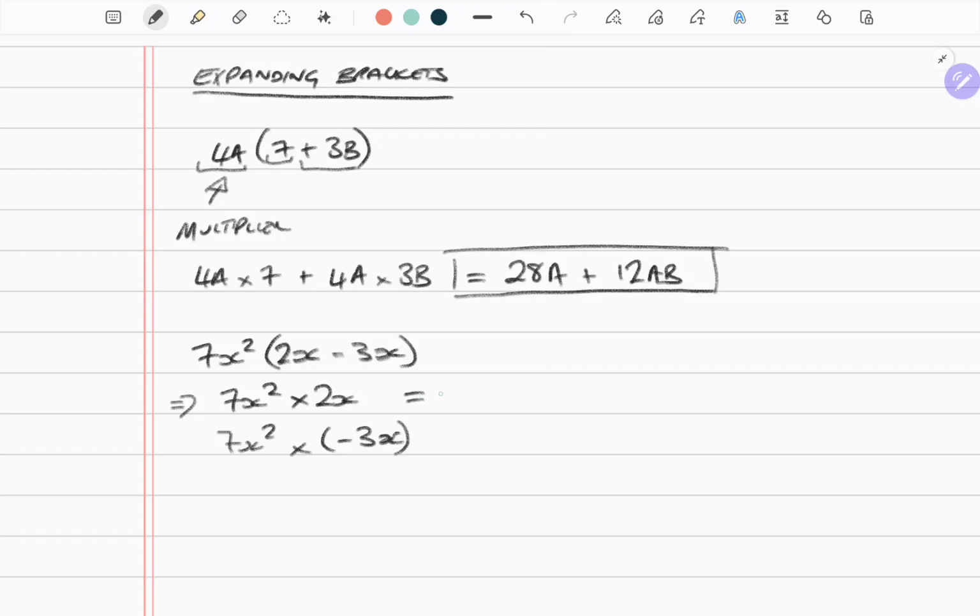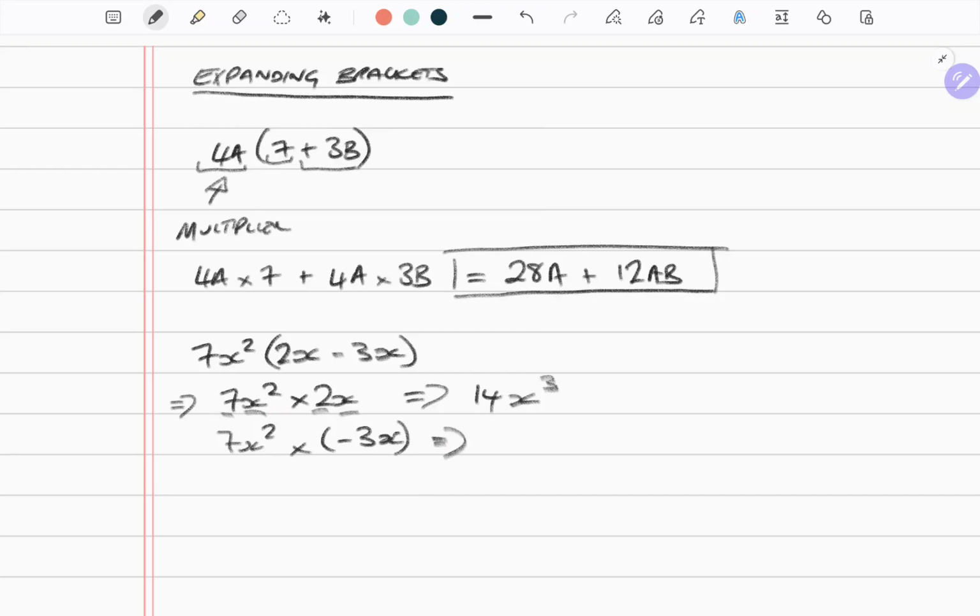Okay, so let's look at this then. So let's look at the coefficient first. The 7 multiplied by the 2 is 14, and the x squared multiplied by the x is x to the power 3, x cubed. There will be a video coming up in this series just explaining how we got to that x cubed, but for the time being, that's all we need to know. And what else have we got here?